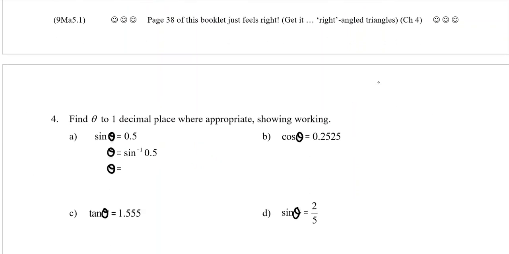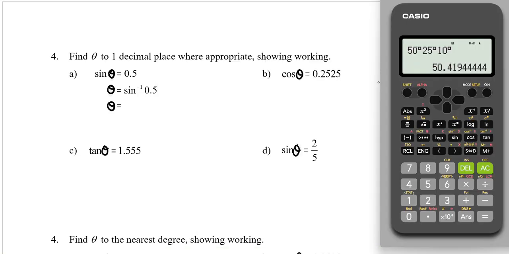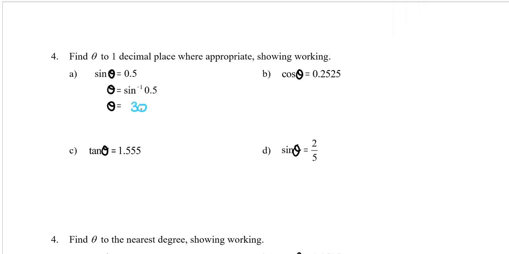Question 4. This is practicing getting the theta by itself again. We have already done this, but here it is again. We're starting with sine theta equals 0.5. So the first bit of working out is done for us. We move the sine across the other side, which makes an inverse sine. And then our final answer we type in here. We go shift sine of 0.5 and we press equals. So the first one's equal to 30 degrees.